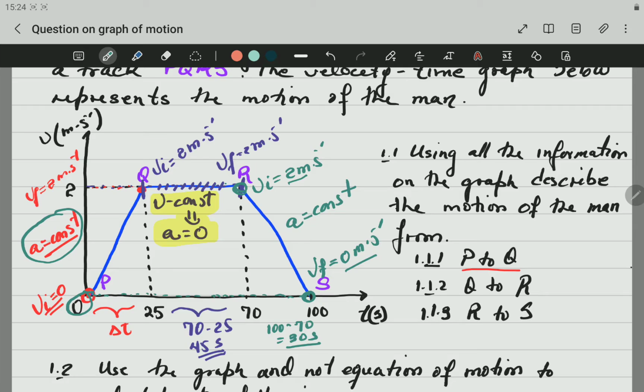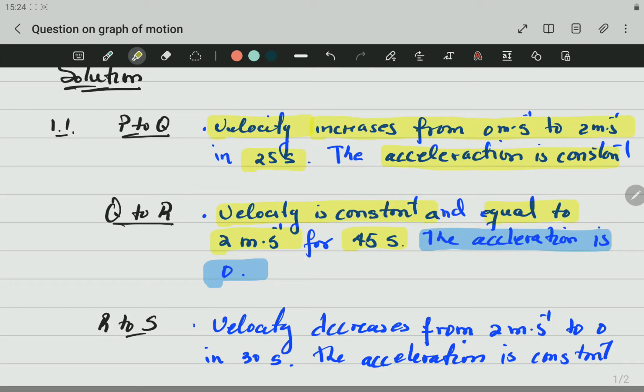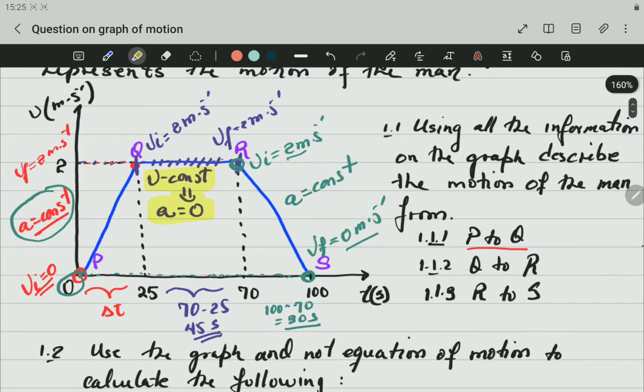Okay, so let's write the answer now. Here we see that from R to S, the velocity decreases from 2 meters per second to 0 meters per second. Because it says 0, you don't have to write meters per second, but we can write it if you want, in 30 seconds, and the acceleration is going to be constant. So time was 30 seconds and the acceleration is constant. So this is the first part of the question, where they ask you to describe the motion using words, what happened in those different parts of the track.